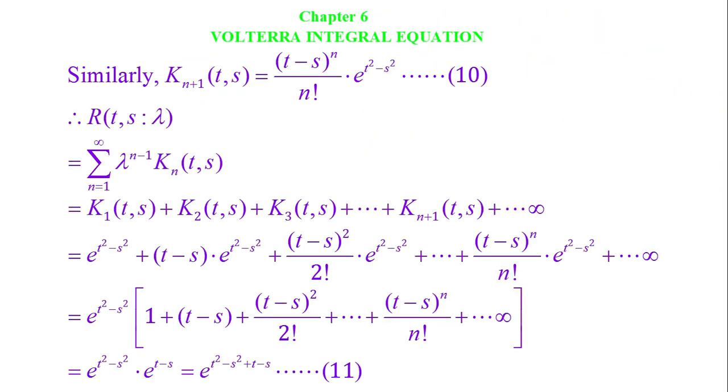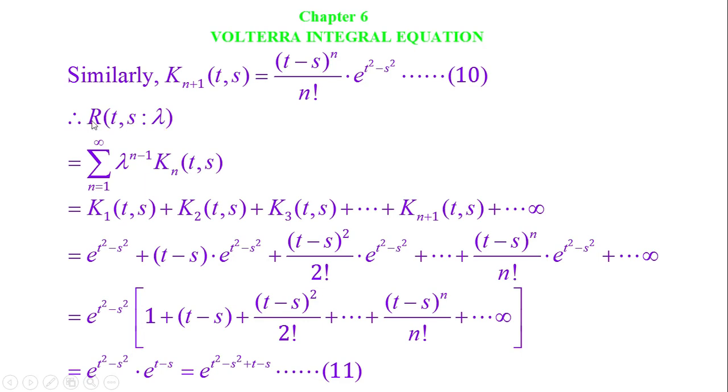So in case of the n plus 1th iterated integral, we just put here the factorial n, and here also n, and the remaining part, e to the power t square minus s square, I put without changing. Now we are going to find out the resolvent kernel.